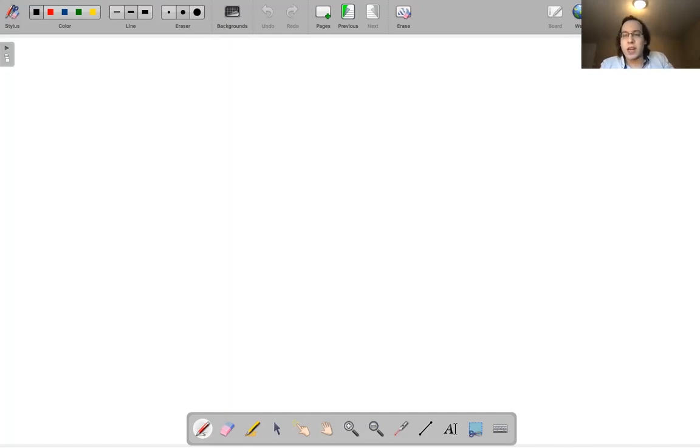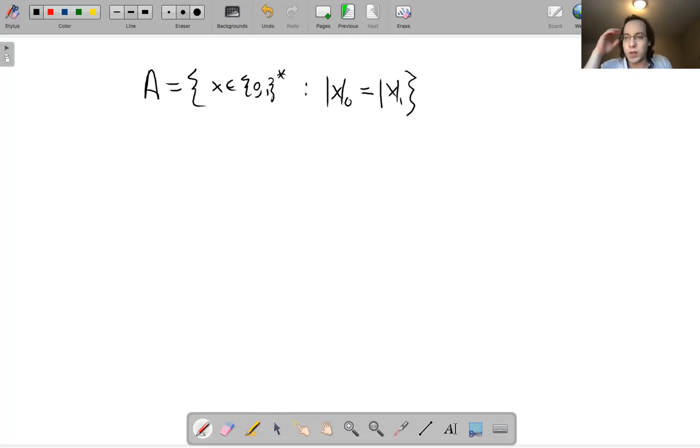A common example is to intersect with a regular language. So let A be the set of all strings x in {0,1}*, such that the number of zeros in x is equal to the number of ones in x. This notation denotes the number of zeros in x and the number of ones in x. So this is the language A. We could use the pumping lemma on this, but we can also just use closure properties. So we can say, suppose A was regular.